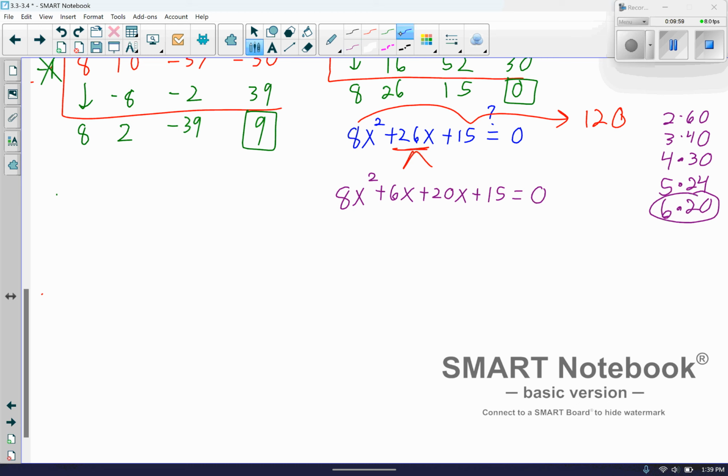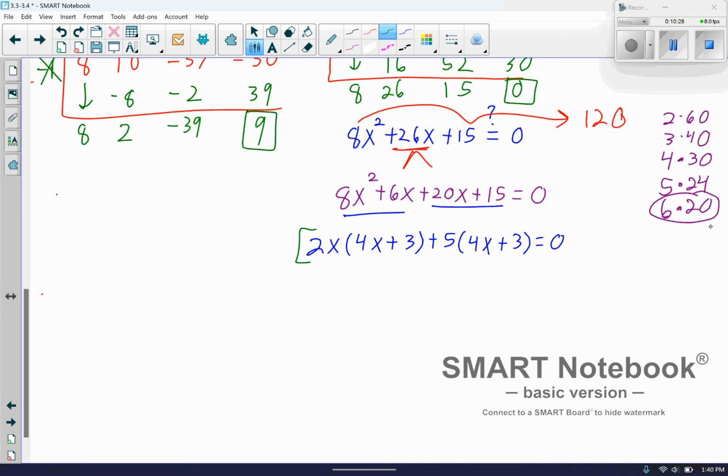Okay, so now we do our factor by grouping process right here. On the first set, I can pull out a 2x, and that will leave me with 4x plus 3. On the second set, I want to have the same leftovers, and when I look at this, it looks like they're both divisible by 5. So I pull out that 5, and I have a match. It's very important that you get a match.